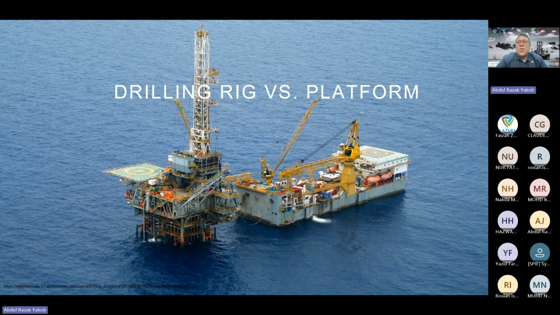So now you know. So when you see the structure over here next time, please don't say, the platform, oh no, I'm confused. No, now you know already. That is a platform, that is a tender assisted drilling rig. When we talk about drilling rig, we are talking about this derrick and this substructure only.